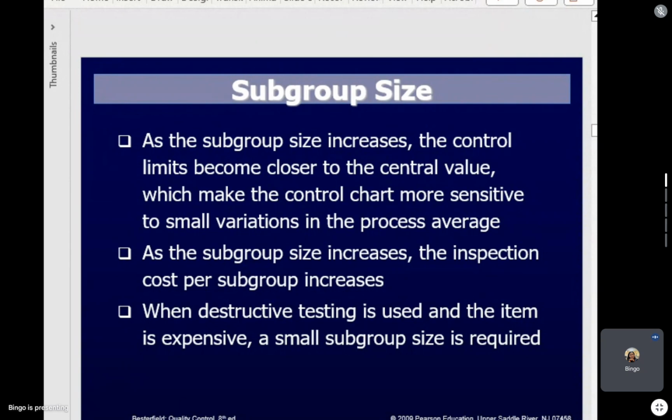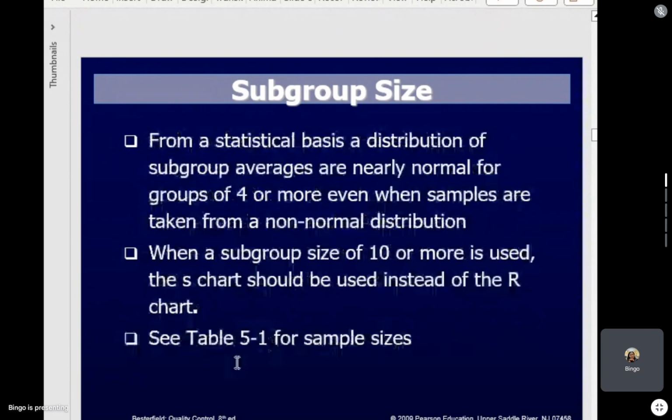As the subgroup size increases, the inspection cost per subgroup increases also. When destructive testing is used and the item is expensive, a small subgroup size is required. From a statistical basis, a distribution of subgroup averages are nearly normal for groups of 4 or more even when samples are taken from a non-normal distribution.